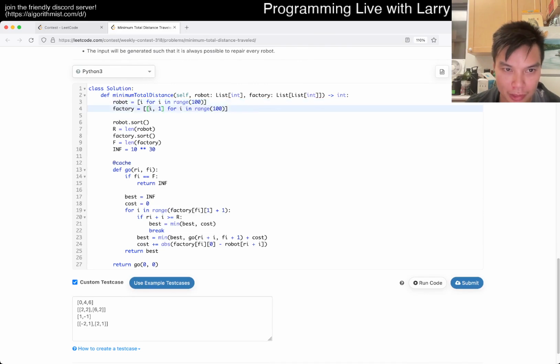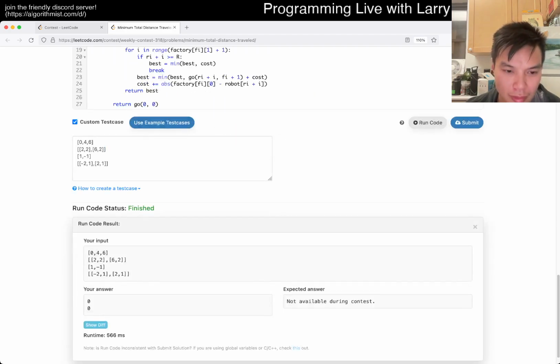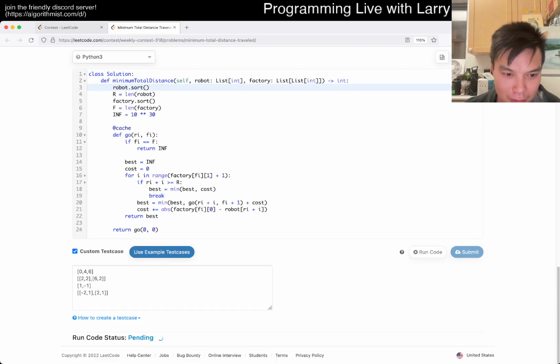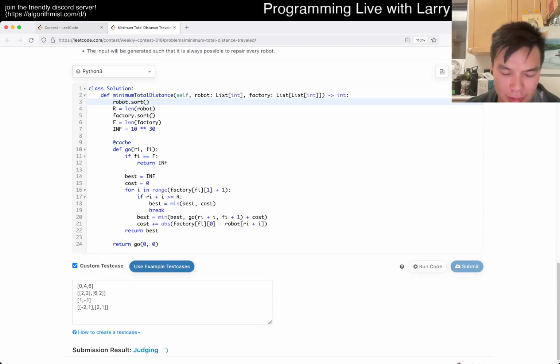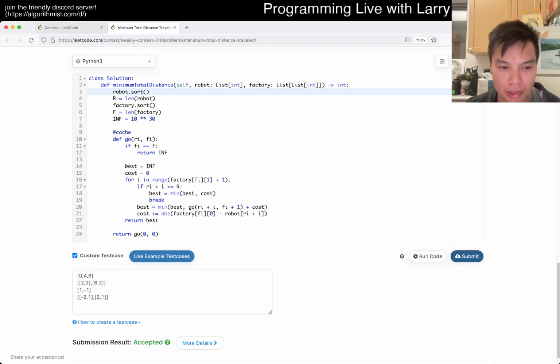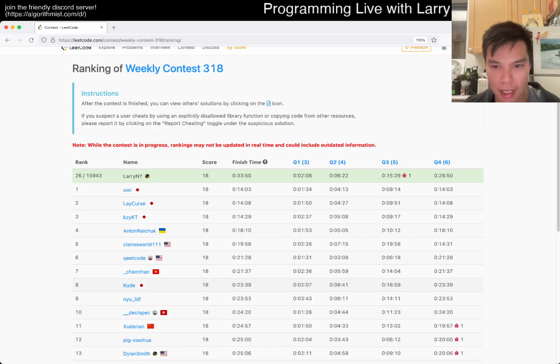This has to be 100, I think, is the worst case. Okay, it's not fast, but I'm just hoping it is fast enough, and also right. Might be. Oh, cool. I really took my time on that one.